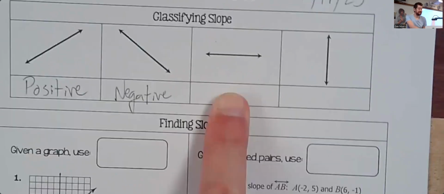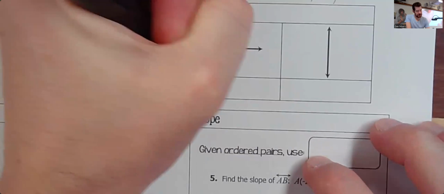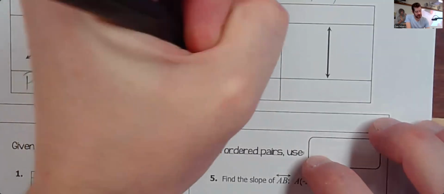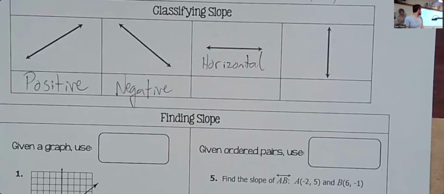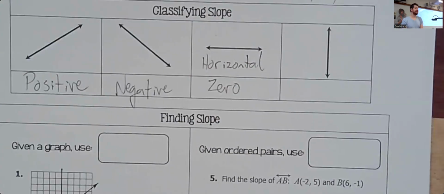This one here is a horizontal line. I'm going to write horizontal up here, because horizontal lines still have a particular kind of slope. And it's not positive and it's not negative. What number is in between positive and negative? 0. Yeah. So the slope of a horizontal line is 0.